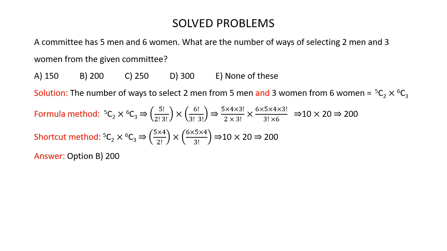And on solving this, we get 10, multiplied by 6 factorial, which can be written as 6 multiplied by 5 multiplied by 4 multiplied by 3 factorial, so that the 3 factorial in the numerator and the 3 factorial in the denominator can be cancelled out. And on solving this, we get 20. So 10 multiplied by 20 is 200.